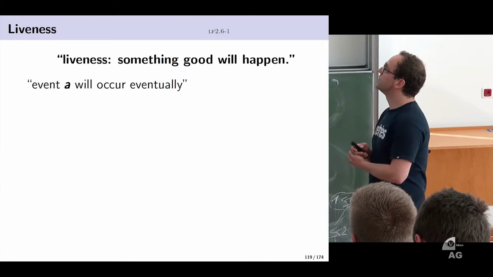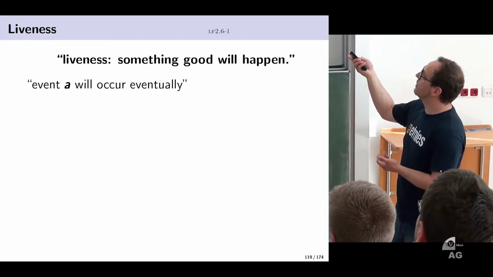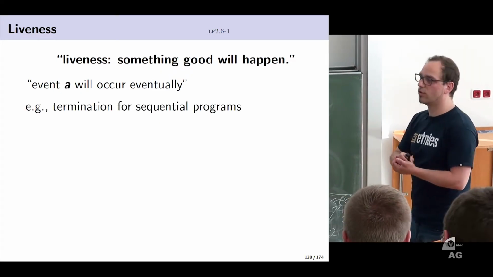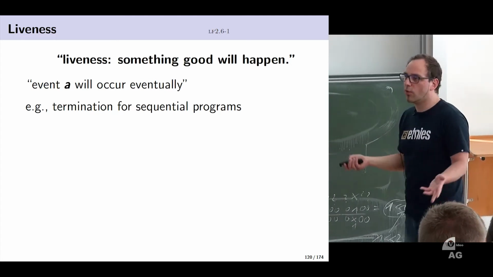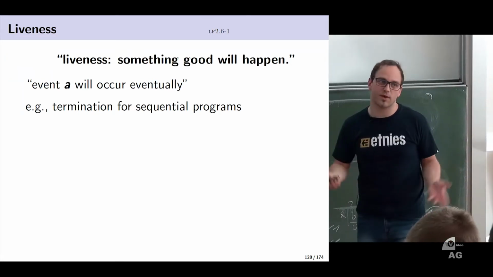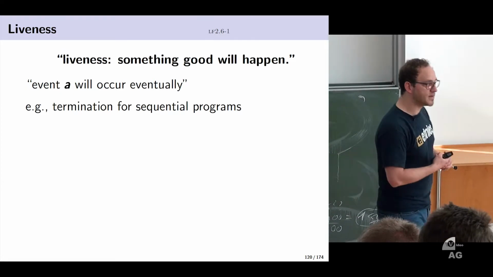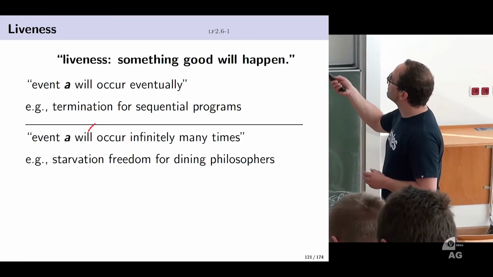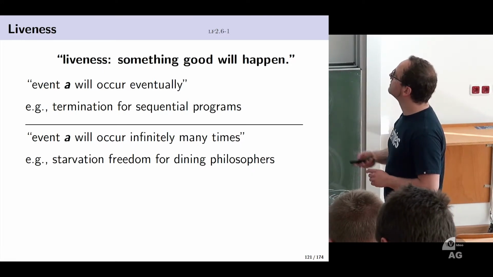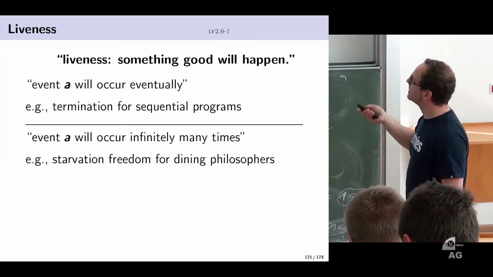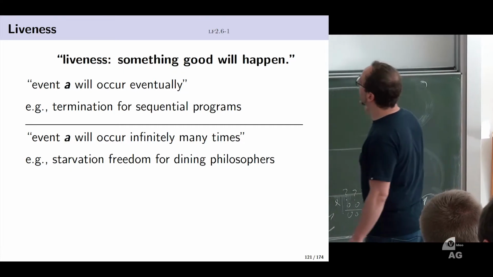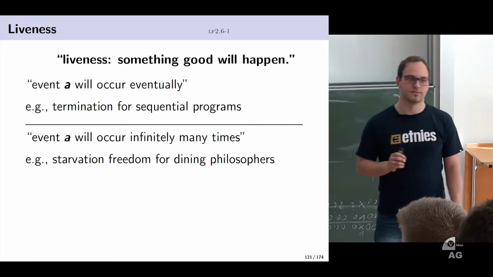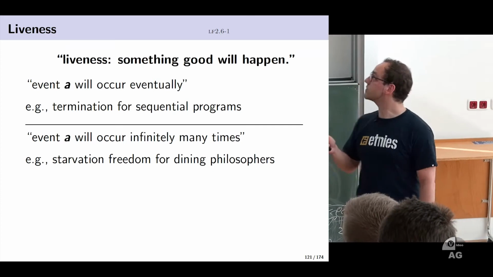What might be examples for this? For example, an event A will occur eventually. For example, my program will terminate at some point. I don't know when, maybe after 5 steps, 100 steps, I don't know. But eventually, at some point. Or something will occur infinitely many times. So the dining philosophers infinitely often eat, or something like this. Starvation freedom.